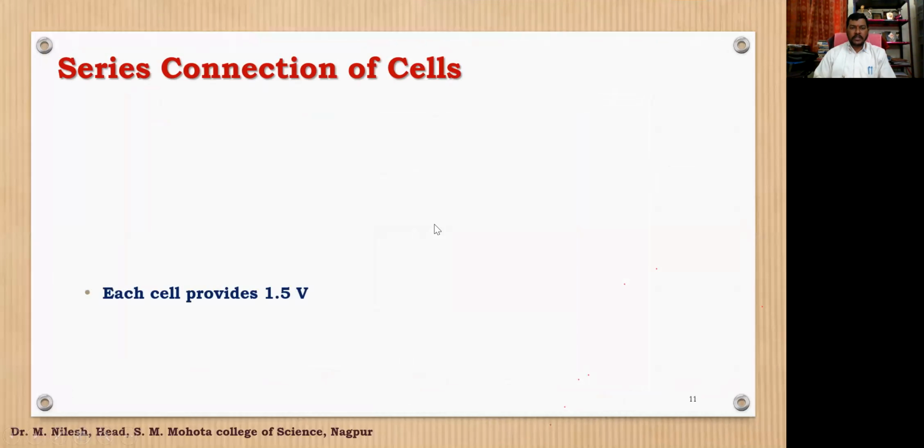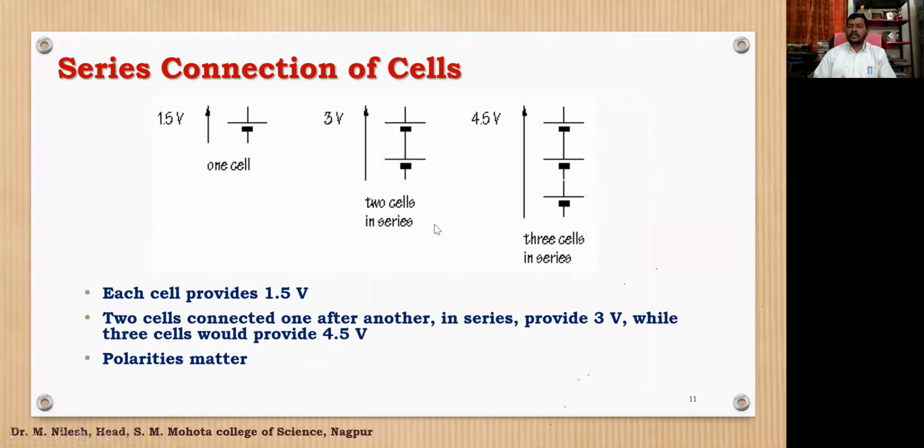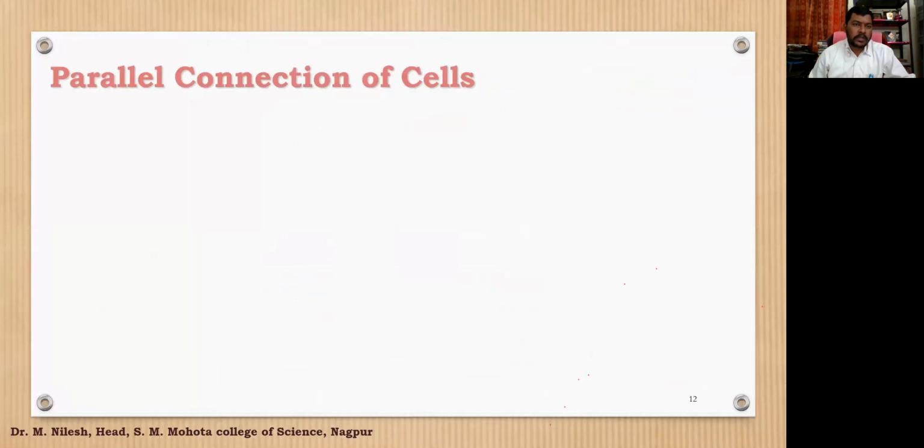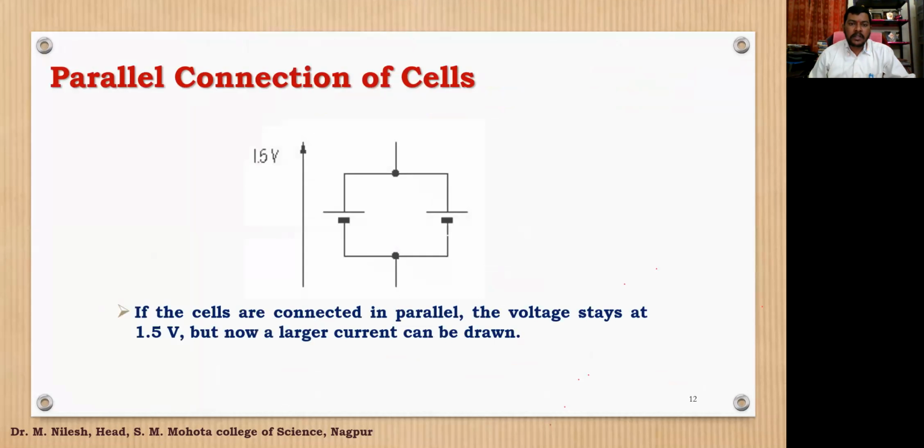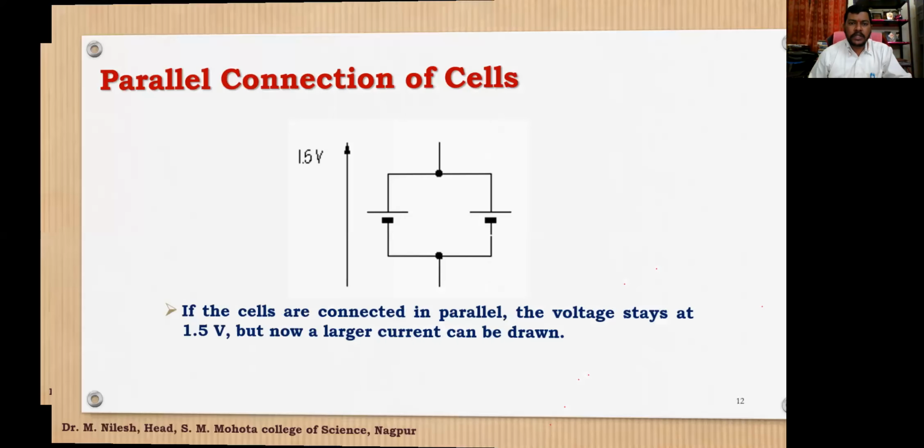Series connection of cells, I have already told you, if we connect these cells, batteries, in series, then the voltage is added, right? So this is series connection. Then we have the parallel connection of cells. Now, if you add 2 cells in parallel, then the voltage remains the same, but the current might increase. So it will give more current. So this is the parallel connection of cells.